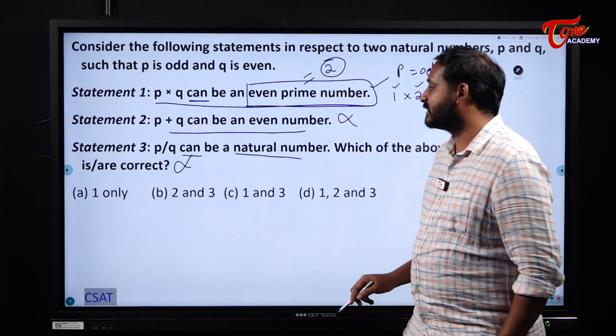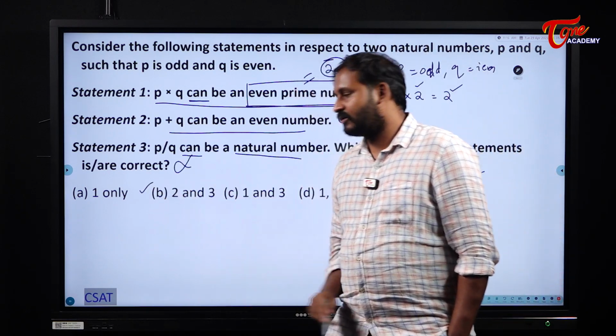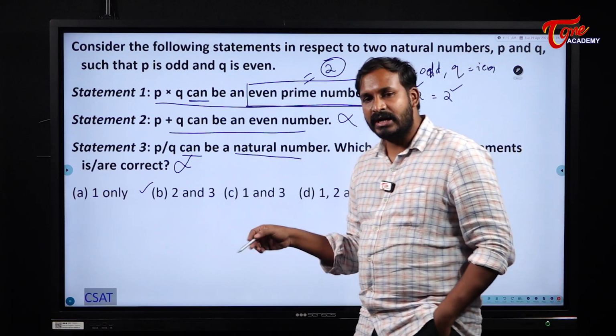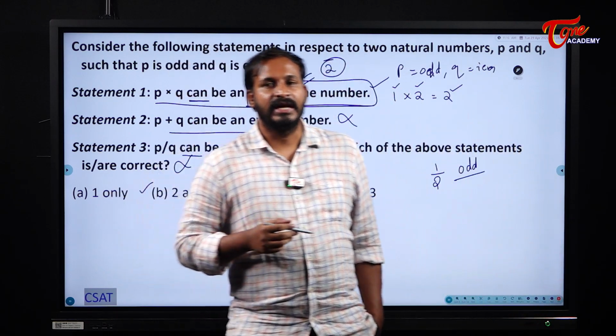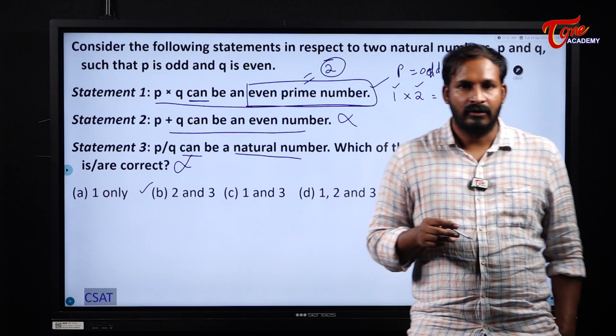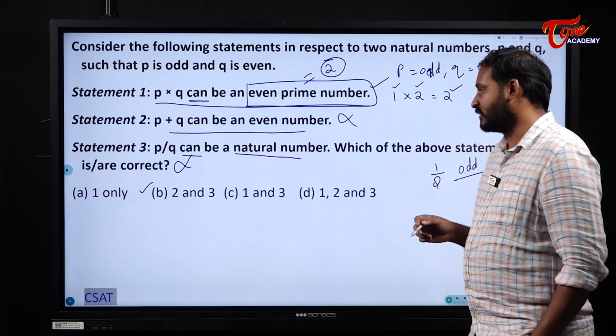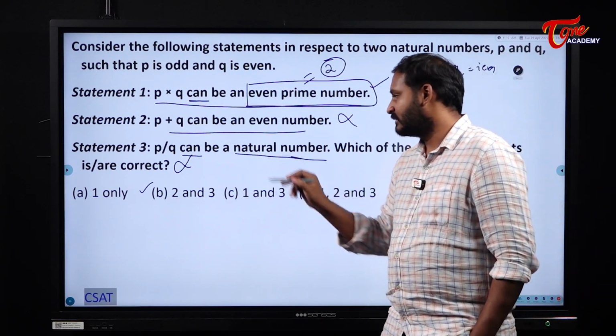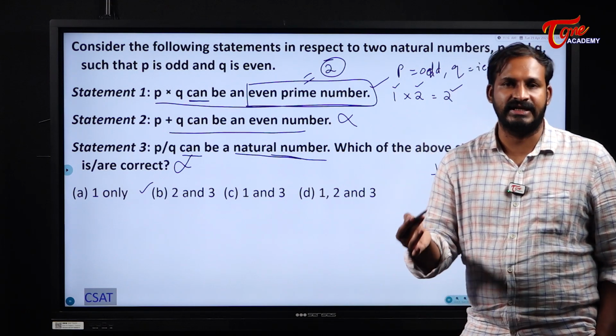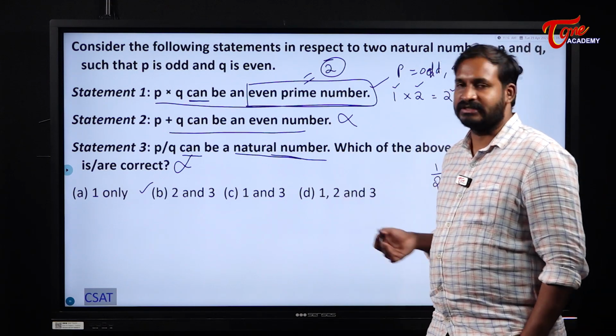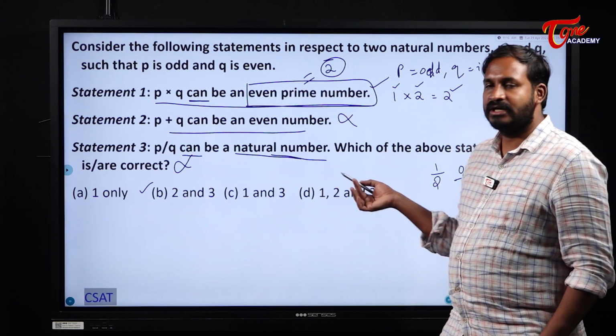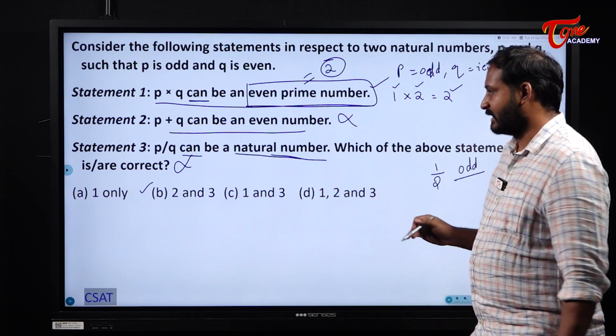So what will be our answer here? Only one is correct. Why? Because an odd number will not be divisible by any even number, which is not at all possible. The result should be a natural number. When it is exactly divisible, only then will you get a natural number, but that will not happen. So here for us only the first one is correct.